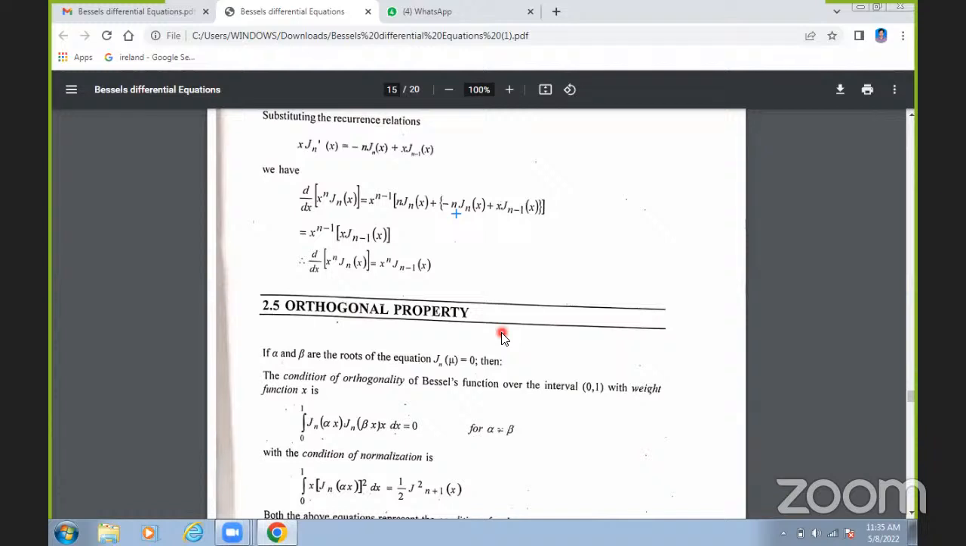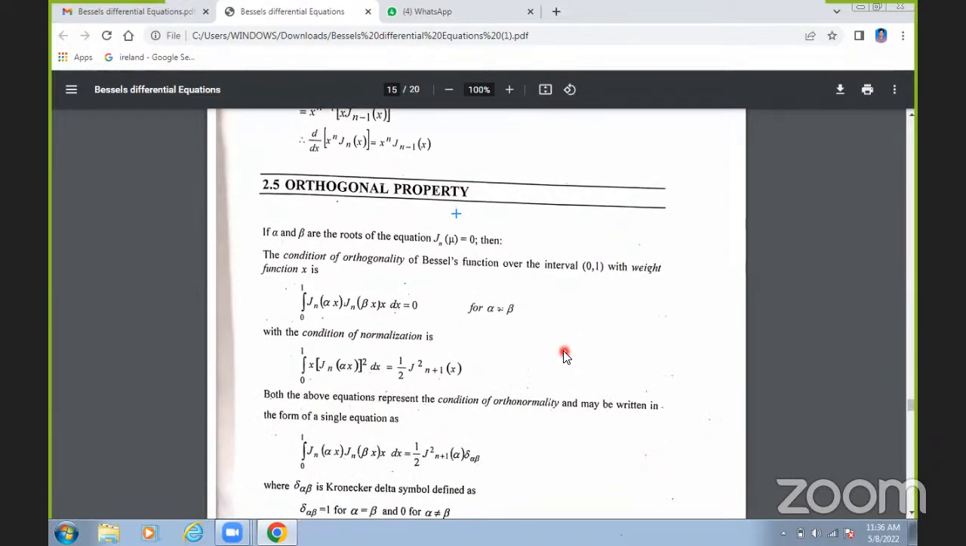Next, we have the orthogonal properties of Bessel's differential equation. Just as we have seen the orthogonal properties for Legendre's differential equation in the last class, similarly we have the orthogonal properties for Bessel's functions also. This is the theorem we can call the orthogonal property.